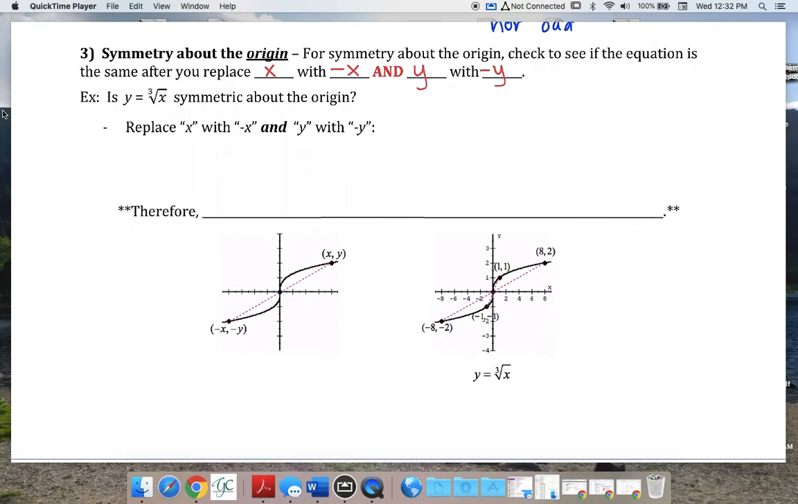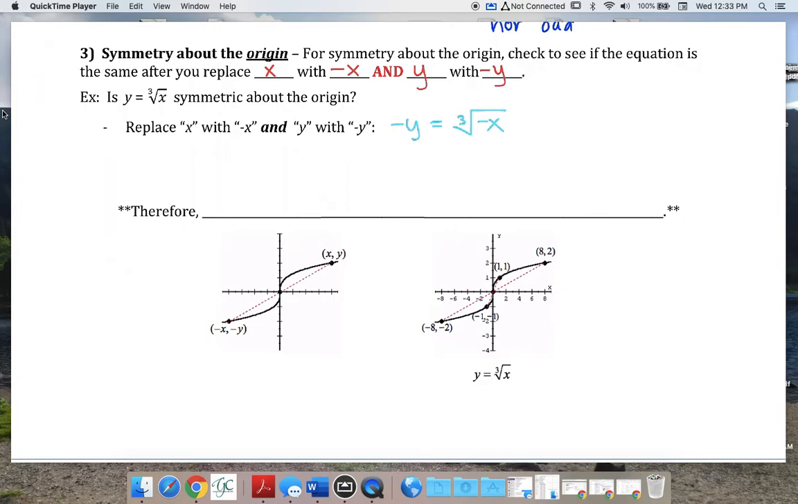So we're going to be changing both variables this time to check for origin symmetry. So that y will become a negative y, so we'll have negative y equals, and then we'll have the cube root of negative x this time. All right, and now we're ready to simplify.